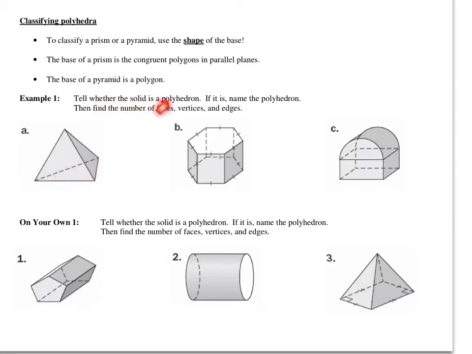So example 1, tell whether the solid is a polyhedron. If it is, name the polyhedron, then find the number of faces and edges. So the first thing, in order to be a polyhedron, there can't be any curved sides. So looking here, this has a curved side, so we can rule that out automatically. It's not a polyhedron. This first one, it's all straight edges, so yes, it's a polyhedron. And my base here is a triangle, and the shape is a pyramid, so this we would call a triangular pyramid.